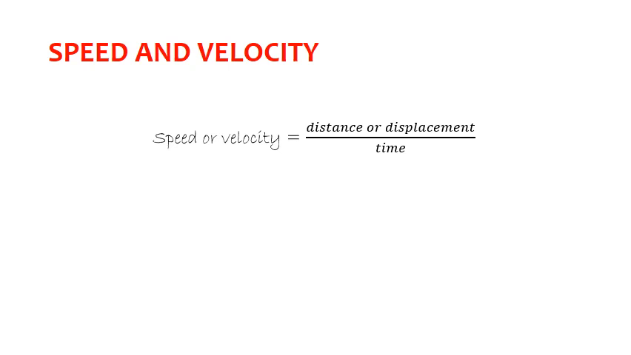Speed and velocity can be measured with the help of a formula. If we are asked to calculate speed, then we need to divide distance by time. But when we are asked to calculate velocity, we need to divide displacement by time. And the SI unit for both of these quantities is meter per second.